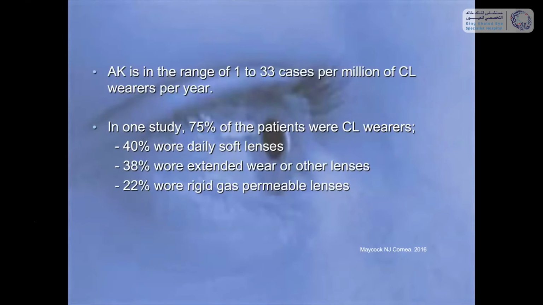Acanthamoeba keratitis ranges around 33 cases per million contact lens wearers per year. In one study, 75% of patients were contact lens wearers. Among these, 40% were among the soft lenses. So the soft lens is a main risk for Acanthamoeba infection, followed by extended wear or other types of lenses. And 22% is for rigid gas permeable lenses. So it's the least associated with infection.